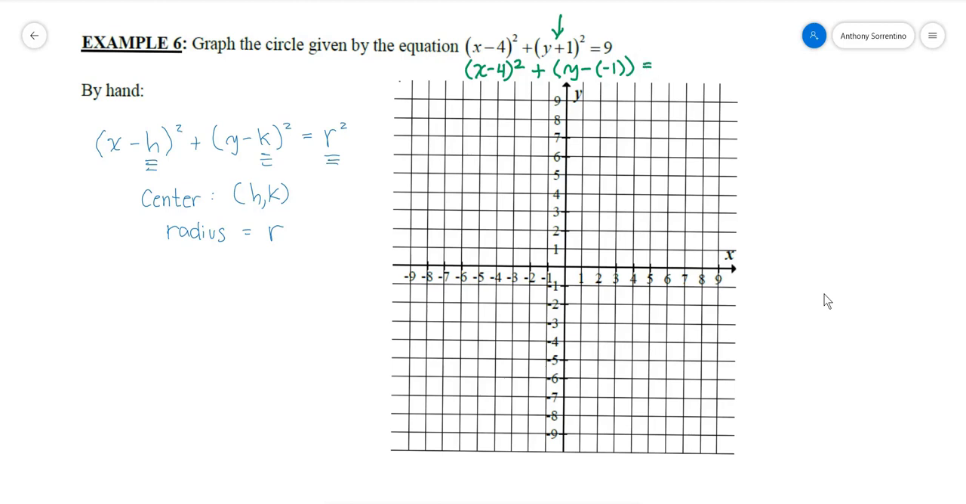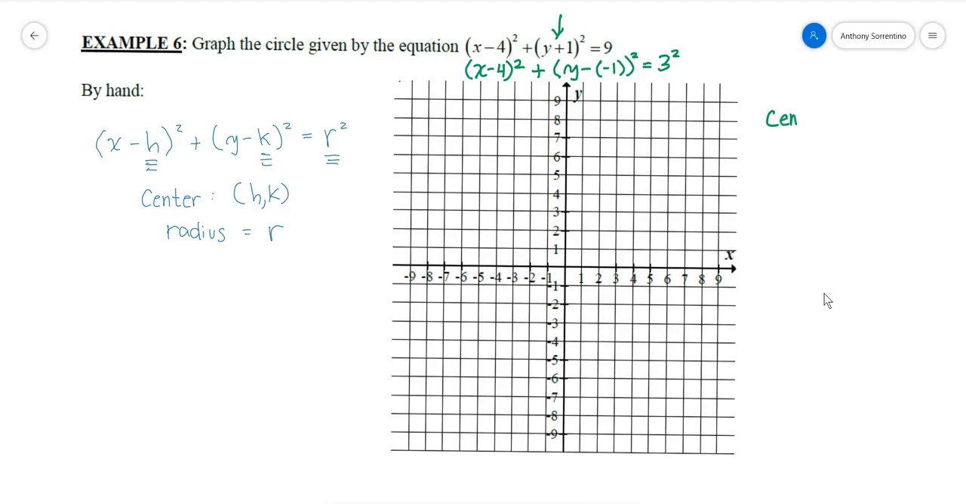And so if I think of y plus 1 squared as y minus negative 1 squared, if I get a square up there, I'm fine. And of course, 9 is the same thing as 3 squared. Now I can clearly see better what my h, k, and r are.